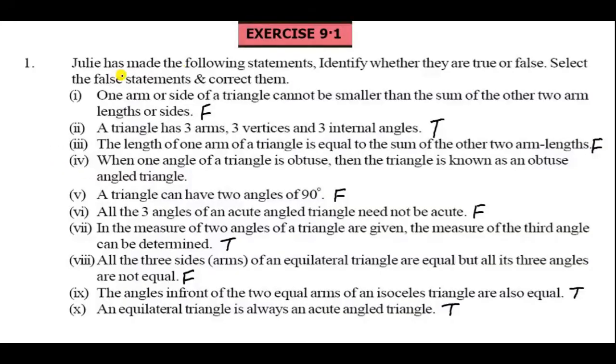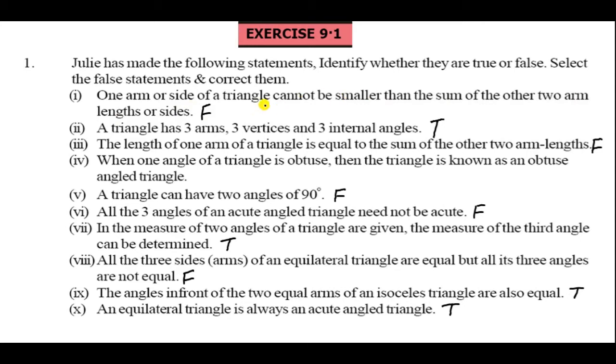Now come to exercise 9.1. Julie has made the following statements. Identify whether they are true or false. Select the false statements and correct them. Now first, one arm or side of a triangle cannot be smaller than the sum of the other two arms, the lengths of sides. That is the first statement. Always remember, it is less than the sum of the two other sides.